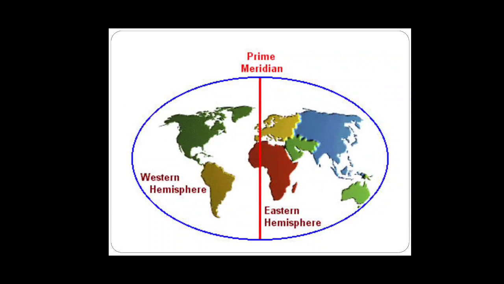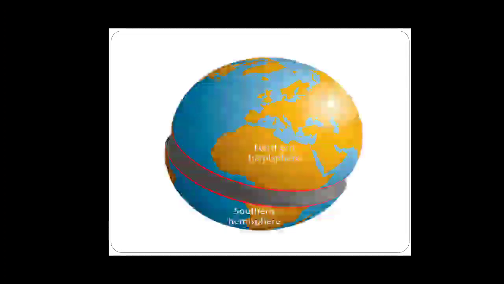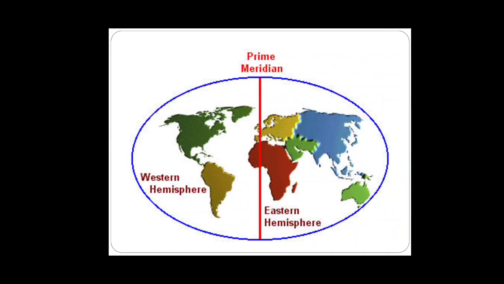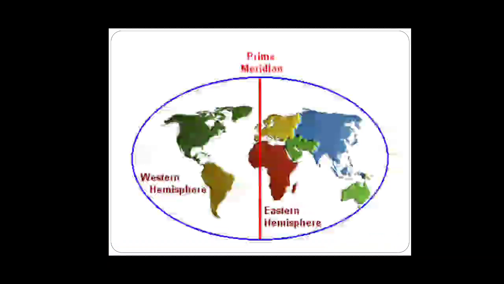See, so the prime meridian is dividing the earth into western hemisphere and eastern hemisphere, but the equator is dividing the earth into northern hemisphere and southern hemisphere. Okay, it is just opposite to the equator. Then this line is known as the prime meridian.